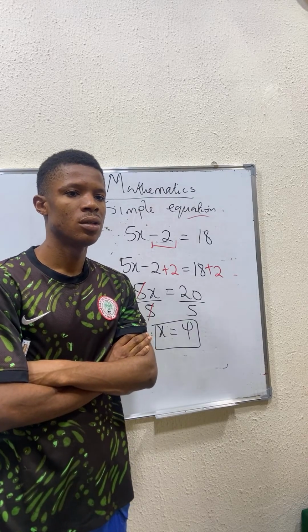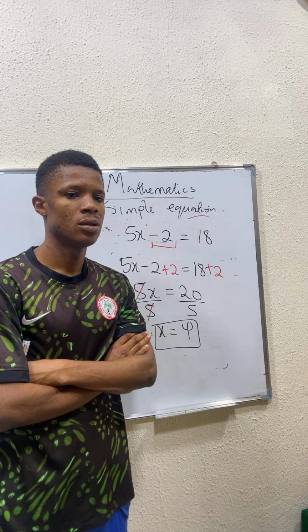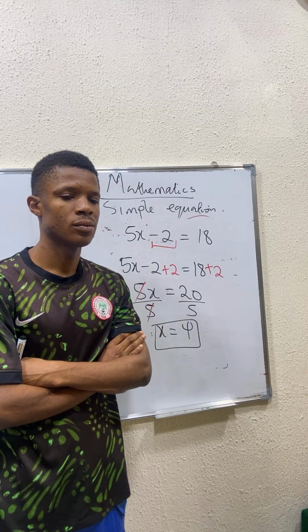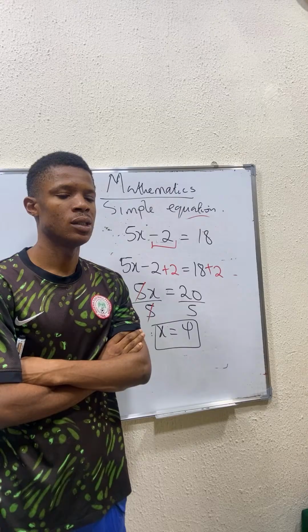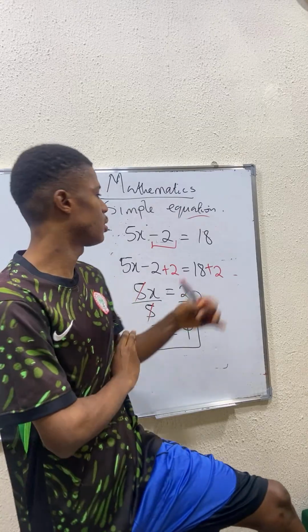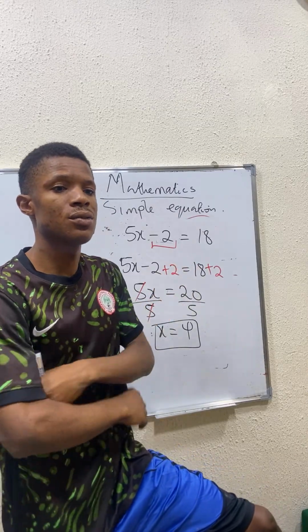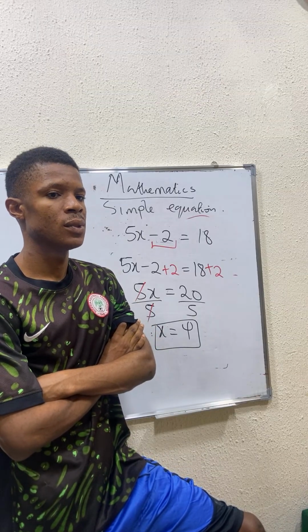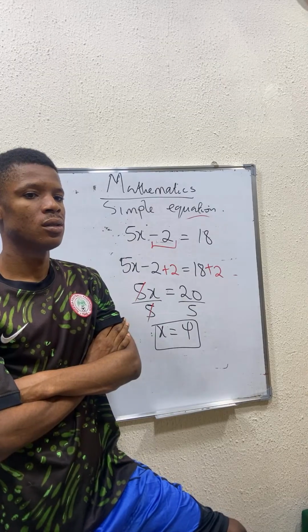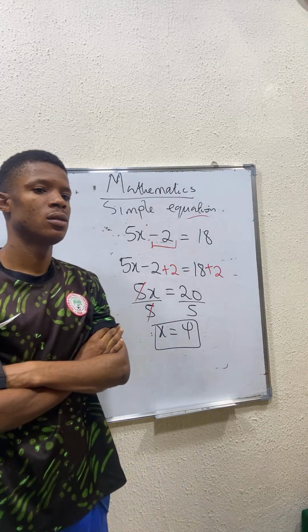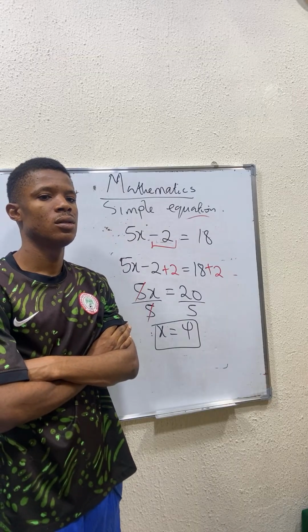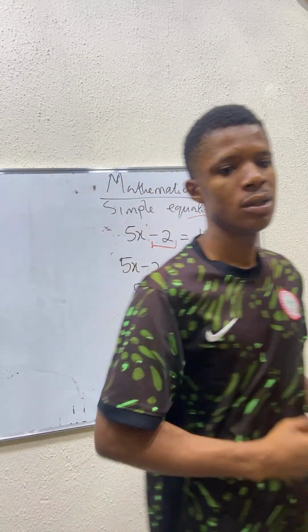So how do we solve simple equations? First you collect like terms. Then you would either add or subtract from both sides to get rid of the constants. Then you're left with x and the number on the other side. So then you'll divide in order to get your answer. That's good.